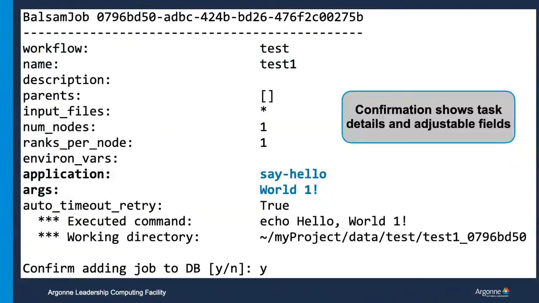The confirmation that you should see on the command line will show you several details of the run you've created and fields that are adjustable to you. Most importantly, you can see that we've selected the say_hello application with the arguments world1, and then the executed command is just the concatenation of that application with the arguments. So you can see that it's going to run the bash command echo hello world1. And then we repeated this for several other applications.